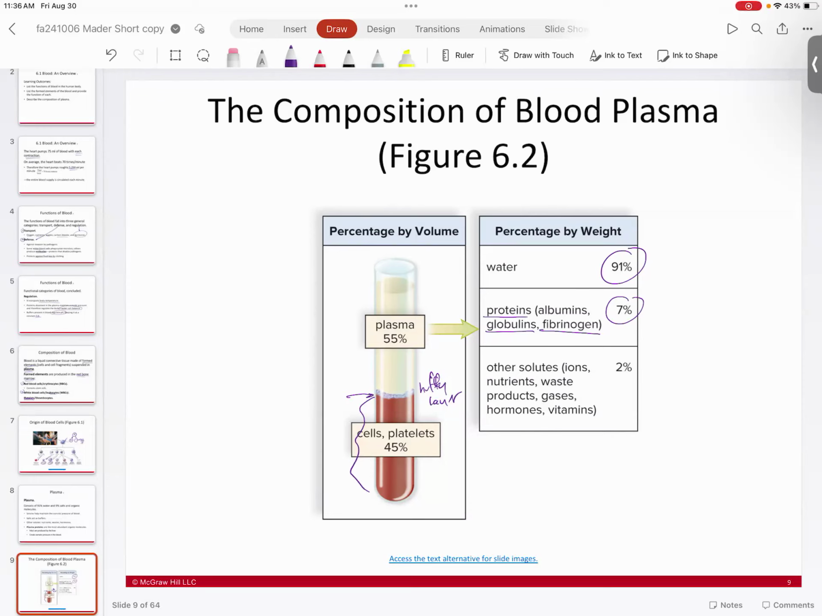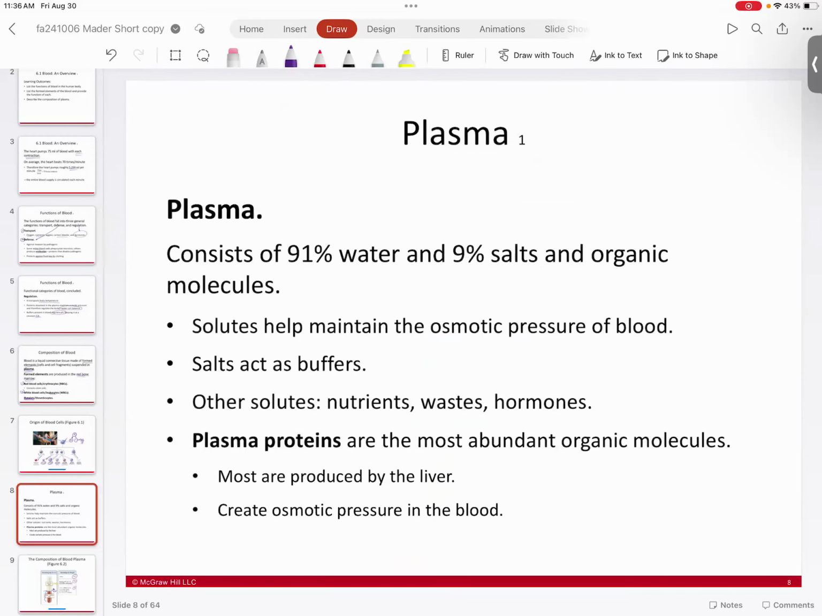The other solutes that you have, so for instance, nutrients, waste, gases, hormones, vitamins, that makes up about 22% or so of the overall weight of the plasma. And so generally speaking, your plasma is the fluid portion of your blood. It'll be what regulates the osmotic pressure of the blood. The salts will act as buffers in there. You have different solutes dissolved in your blood plasma as you're moving it back and forth.